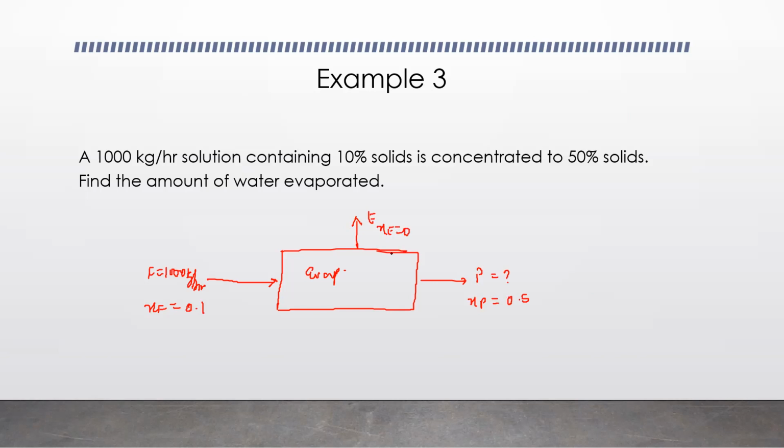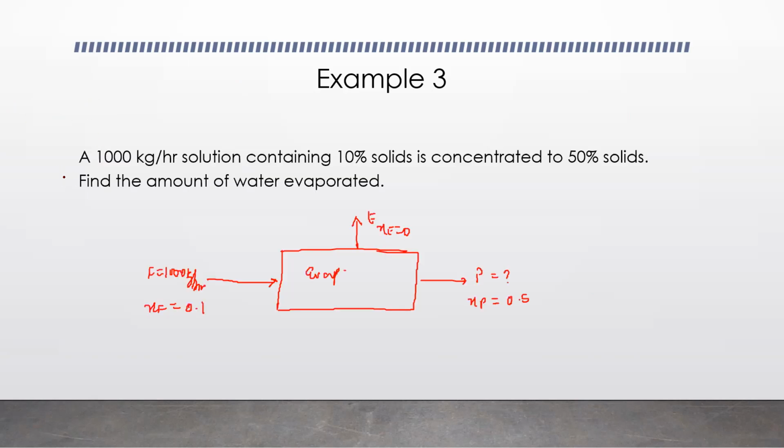So based on this, I'm going to make my overall material balance equation. All right, overall material balance equation. So that is input F is equal to output E plus P. F is equal to E plus P. Since F is 1000, so we get E plus P is equal to 1000. Equation number 1.